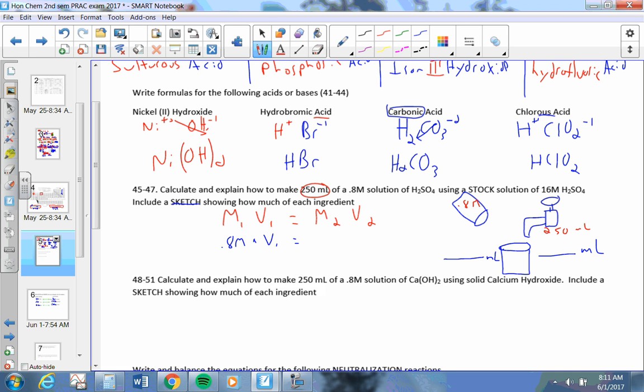I also know, all right, I did this backwards. My stock is actually 16 molar. Got to read. I'm making 250 milliliters of a 0.8 molar. The stock is 16 molar. I don't know how much to use. My new solution will be 0.8 molar. And I do know that I want 250 milliliters of it. Now I'm going to solve for V1. I got to figure out what volume of the strong stuff. Divide by 16 molar.